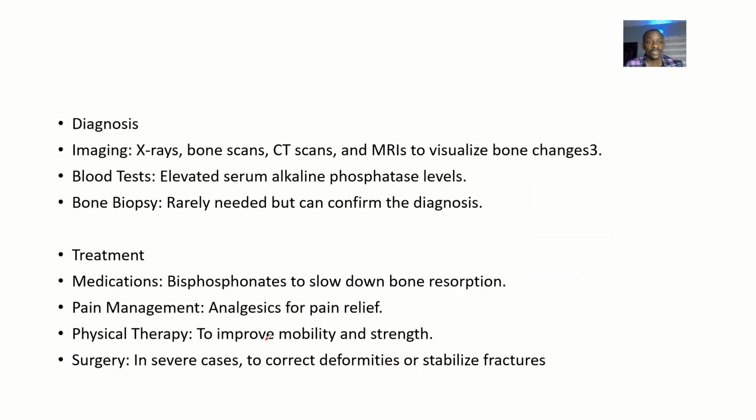Then diagnosis, you might want to do some x-rays. X-rays, bone scans, CT scan, MRIs, all of this can help to visualize the bone changes. Then blood test. If you do a blood test, you see that there's elevated serum alkaline phosphatase levels. Then bone biopsy, which is rarely needed, but it can help you to further confirm the condition.